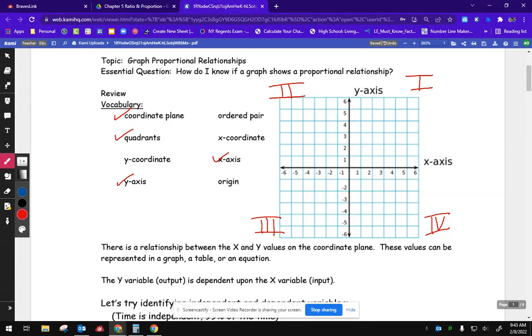Now, to identify a specific spot on our coordinate plane, we use ordered pairs. Ordered pairs always come looking like this: parentheses, x, comma, y. X is the x-coordinate. It tells me where to go on the x-axis. And the y-coordinate tells me where to go on the y, up or down. That point in the middle where they meet is called the origin. It has an ordered pair of 0, 0. We don't move on the x, we don't move on the y.